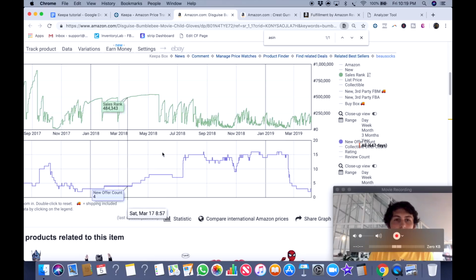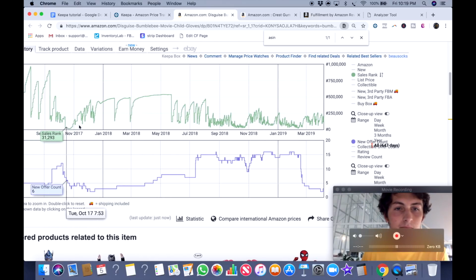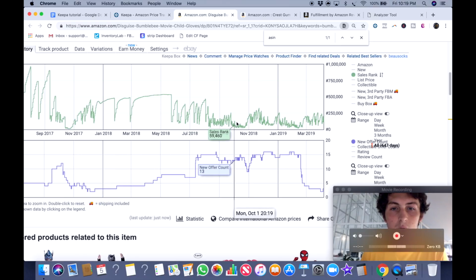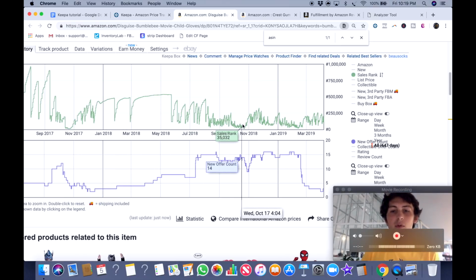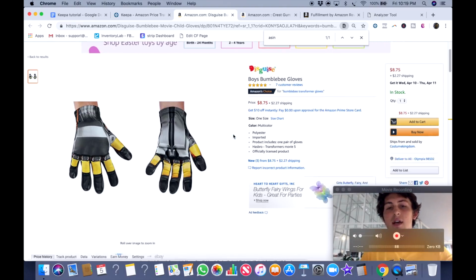And we can actually see that it seems like the sales rank went down quite a bit. And also right here, the sales rank went down quite a bit. The reason for this is actually October. Now, why would this product sell better in October? Well, Halloween, right? This is kind of a Halloween gift that sells very well.